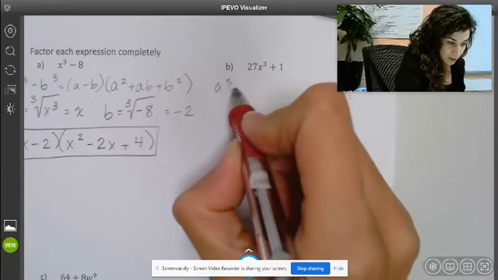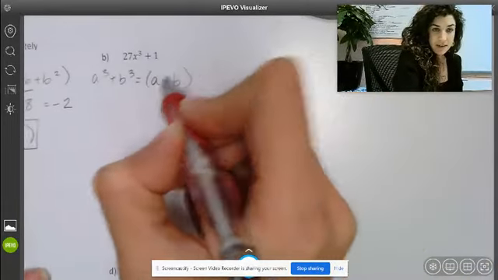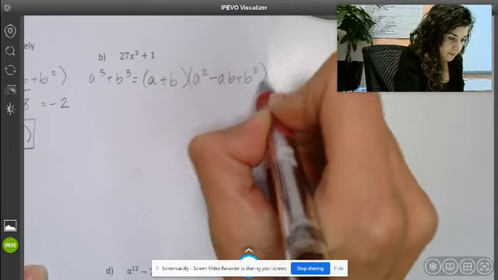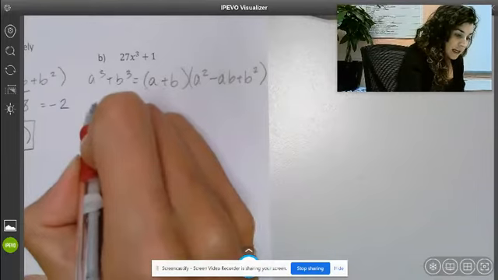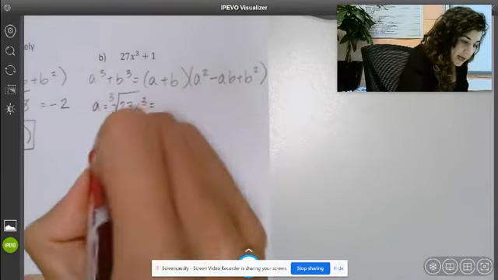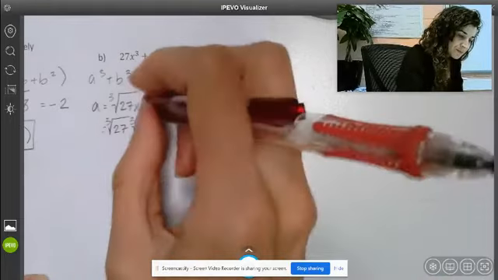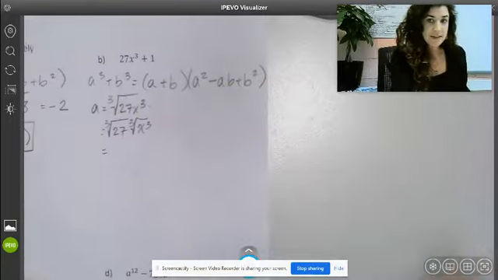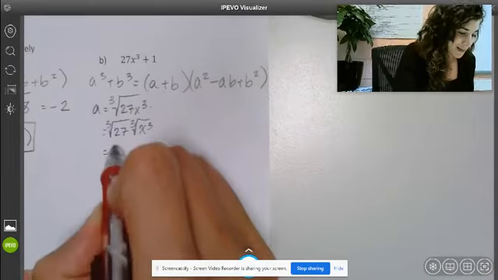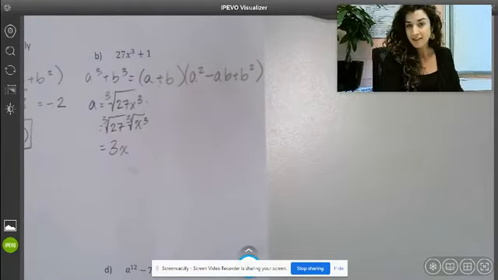So I'm going to write out my formula. A cubed plus b cubed equals (a plus b) times (a squared, and then a changed sign here). A is equal to the cubed root of 27x cubed. You could always think about that as the cubed root of 27 times the cubed root of x cubed. The cubed root of 27, since it's positive, will also be positive, and the cubed root of 27 is 3. And the cubed root of x cubed is x. So the cubed root of 27x cubed is 3x.